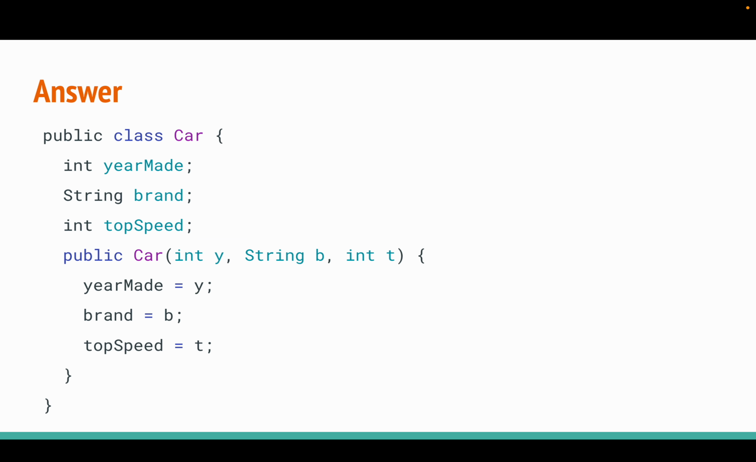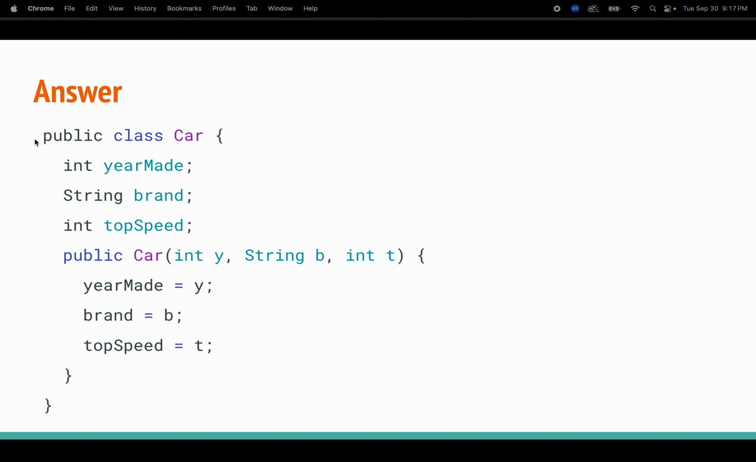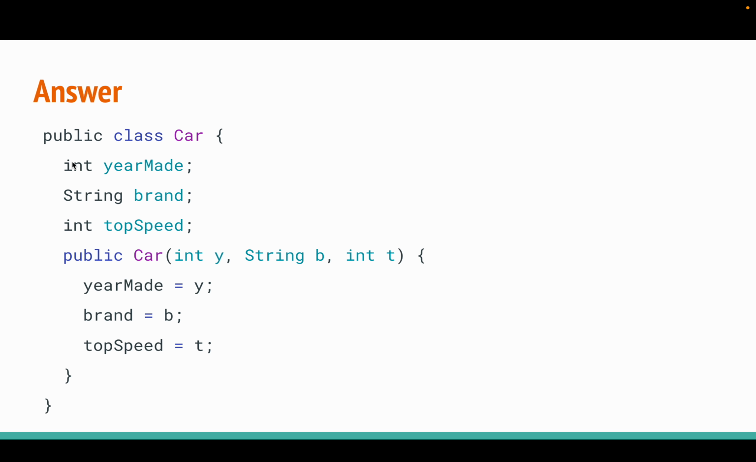All right, here's the answer. As an example, we'll have public class Car, int yearMade, String brand, and int topSpeed. You'll notice we're not setting them equal to values yet. We're just declaring them. Next, the constructor method: public Car, and it takes in 1 int, 1 string, and 1 int. Then it'll say yearMade equals y, brand equals b, and topSpeed equals t.